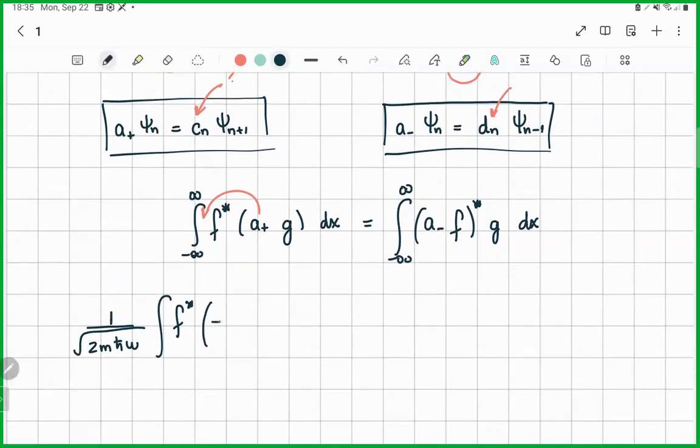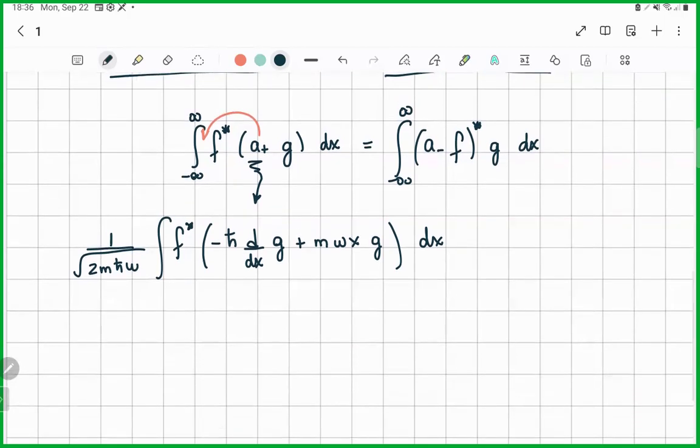The only thing that survived was minus h bar d/dx on g. But there is more to this A plus. We also have plus m omega x acting on g. Okay, so what I did here was just copying this A plus, but in terms of the momentum operator and position operator. Now I want to bring this whole operator, this A plus, to the front of this integral, as we did here. How can we do that?